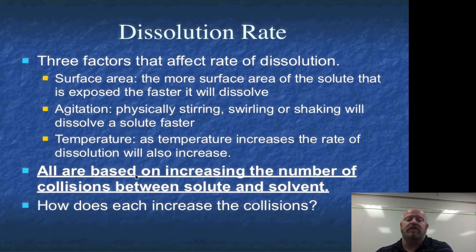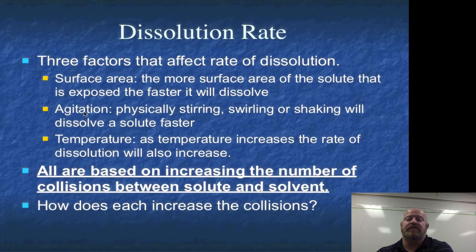They're all based on how you get more collisions to happen between the water molecule and the salt, or the water molecule and the polar molecule. So we want to increase collisions to increase the speed of dissolving. For surface area, if you crush it up and make as much surface area as possible, you now have more spots for collisions to happen. More spots means more collisions, means faster dissolving.